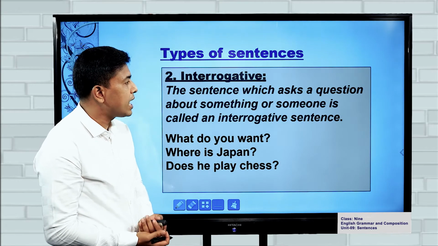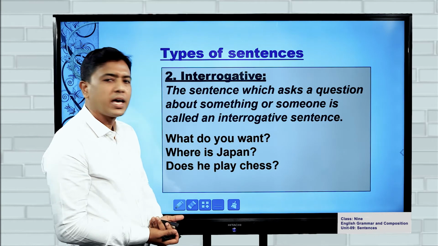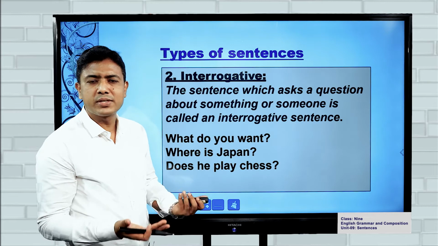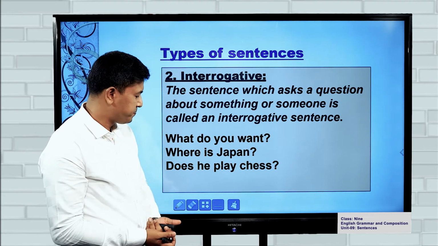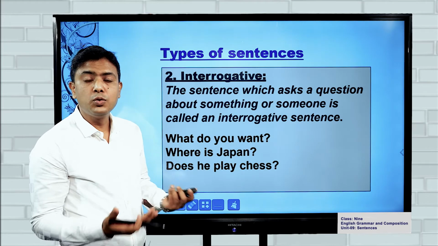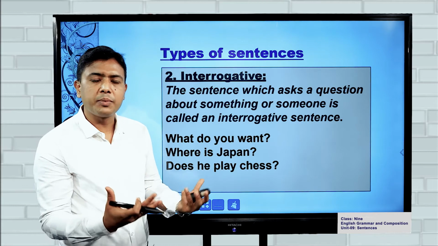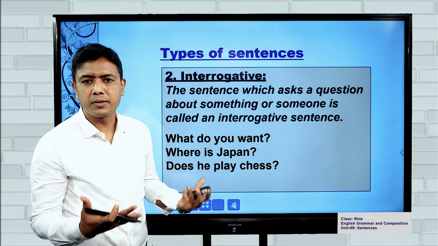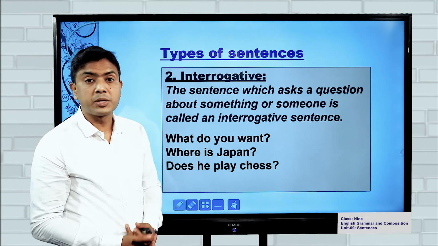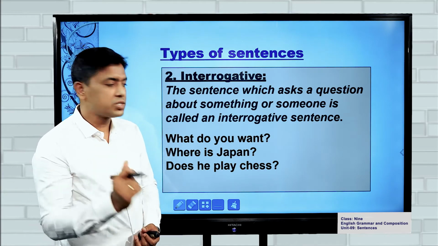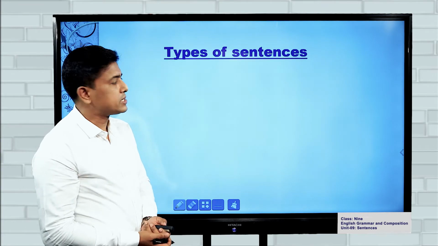Next one, interrogative sentence. The sentence which asks a question about something or someone is called an interrogative sentence. Very simple. What do you want? Where is Japan? Does he play chess? If you look at the sentences, it is questioning about a particular thing, about a particular person or anything. So when you make a question, you use interrogative sentence. But remember, when writing, you must use a question mark at the end. Don't forget it.